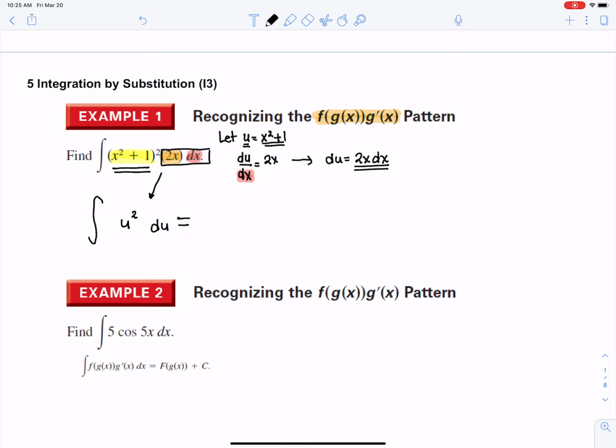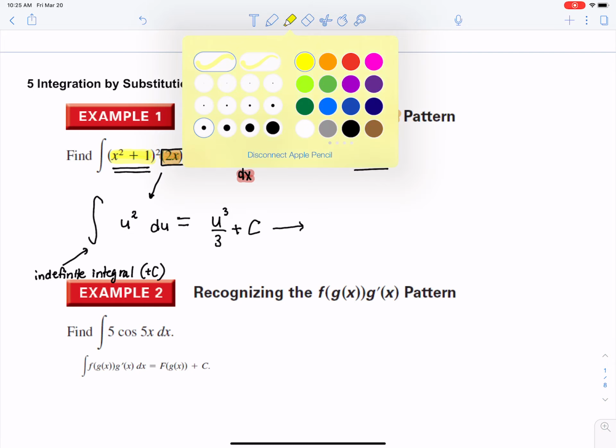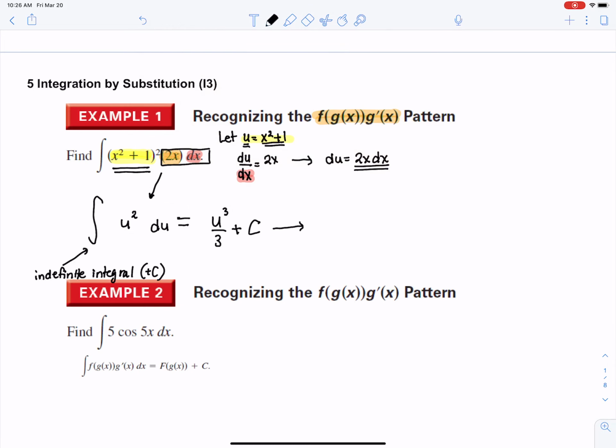Now I just follow my power rule and do the antiderivative of u squared, which is u cubed over 3 plus my arbitrary constant, because again, this is an indefinite integral, so we need our plus c. Now, in order to complete our answer, our original question had x's in it, so I need to change my answer to have x's back in it. We know that I let u equal x squared plus 1, so after I'm done integrating, I sub that u back in, so x squared plus 1 cubed over 3 plus c would be my final answer.